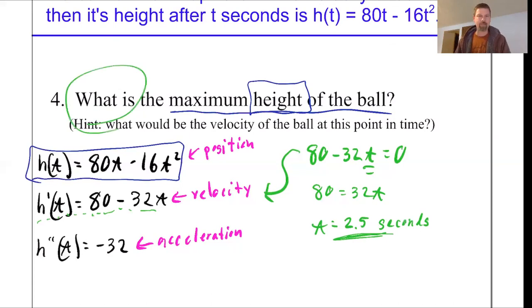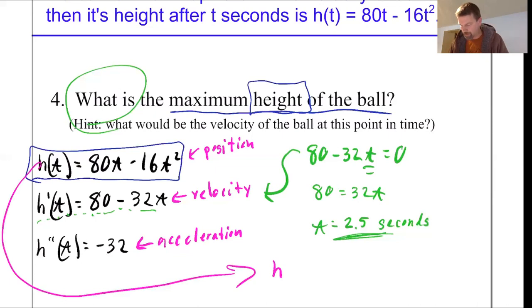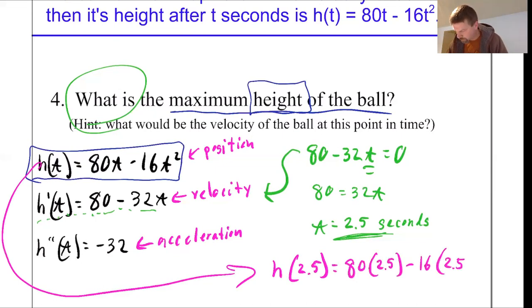To find out what that maximum height is, just plug that time into your position function. Now that I know when I reach the maximum height, I can use this position function and find the height at 2.5 seconds. It's going to be 80 times 2.5 minus 16 times 2.5 squared. That reaches 100 feet high. That's a high thrown ball. It's going to reach a height of 100 feet, and then it's going to fall back down.